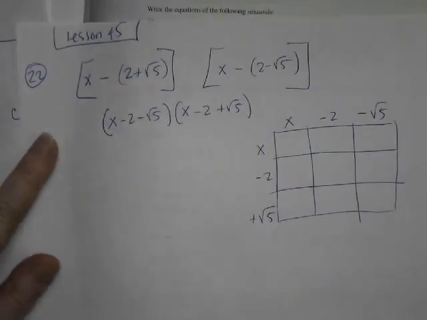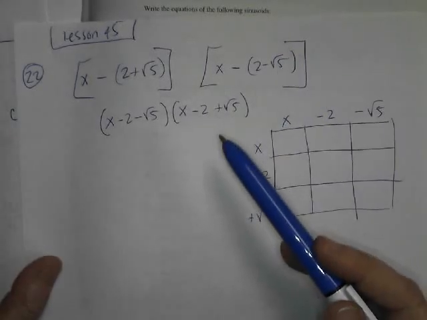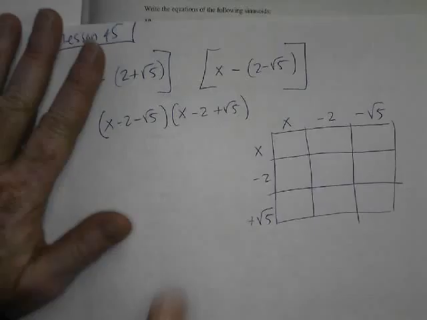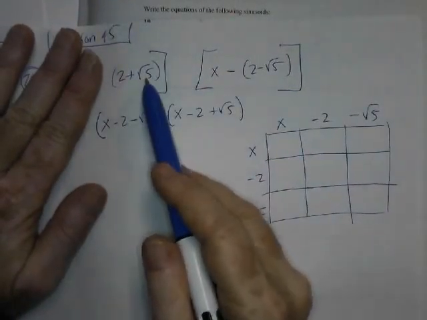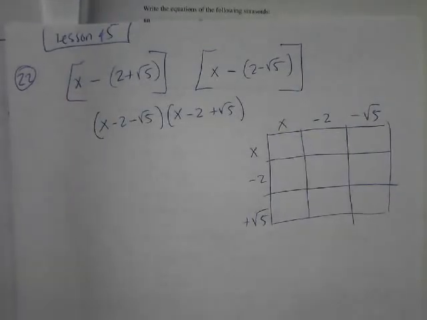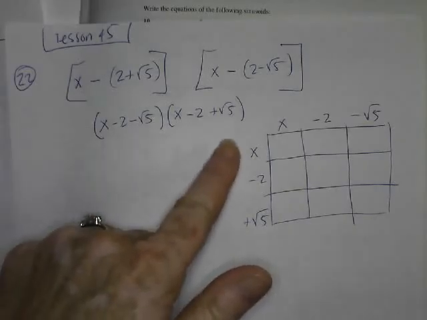Do you guys all understand how I got from here to here? You distribute the negative. Yeah. So what I started with was just 2 plus root 5 and 2 minus root 5. Those are the answers. So then I have to put an x minus in front of them, so that I'm kind of going backwards in my factoring. And then I distributed, and I got this times this.